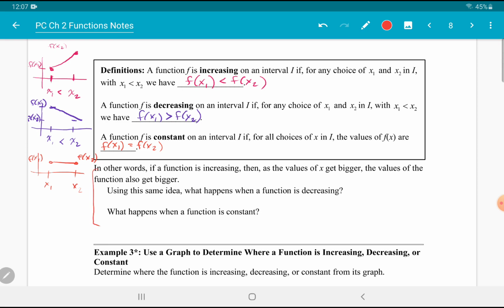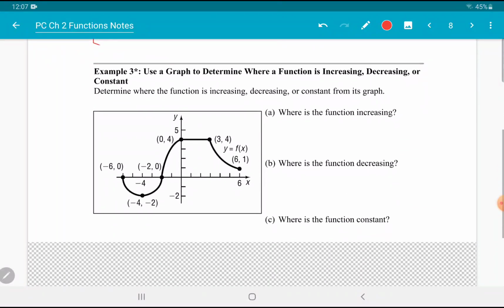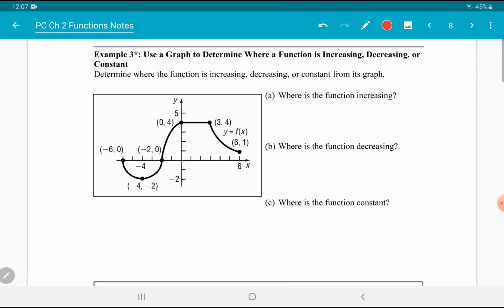You'll answer these questions in a discussion on Schoology. Let's go on to example 3. Use a graph to determine where a function is increasing, decreasing, or constant. Determine where the function is increasing, decreasing, or constant from its graph.